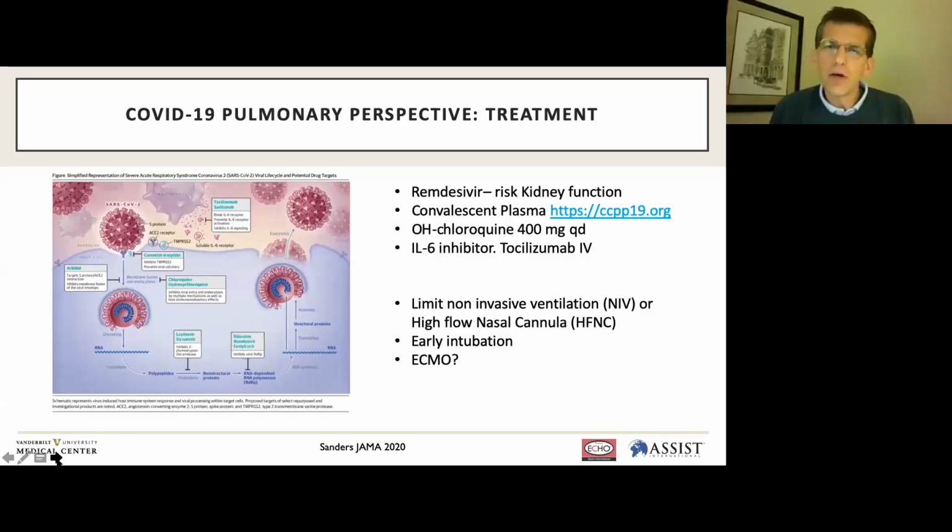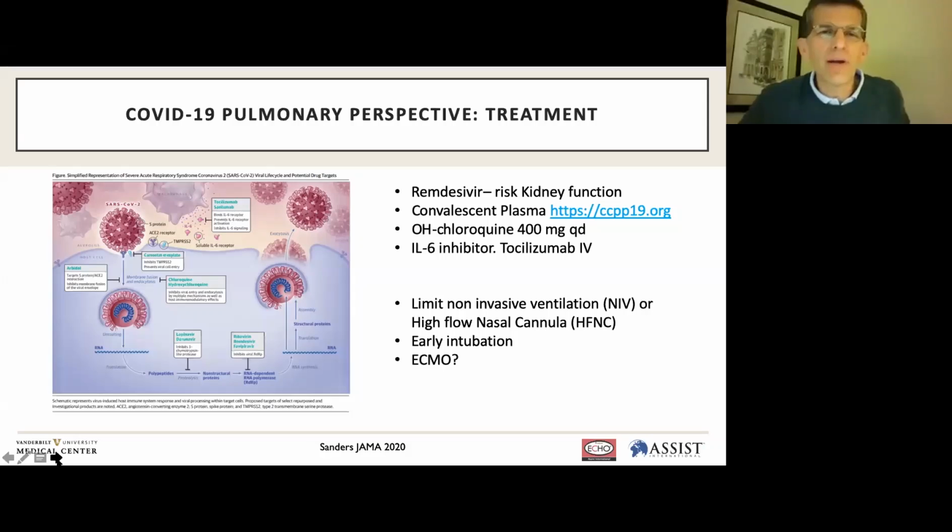Now, there is a lot of hope in the treatment of this virus still to talk about. We know that the mechanism by which we want to interfere with this virus is based on this mechanism of infection.